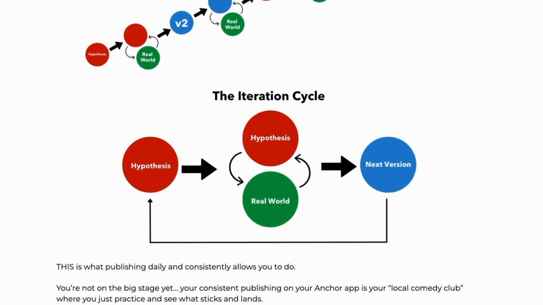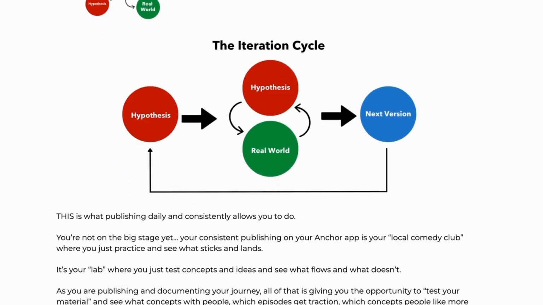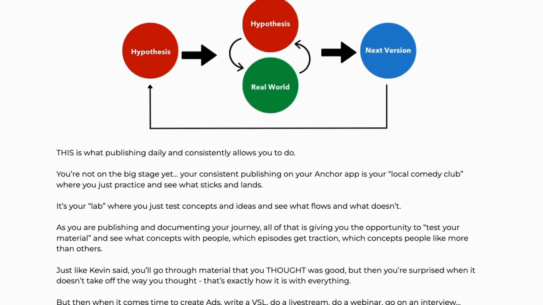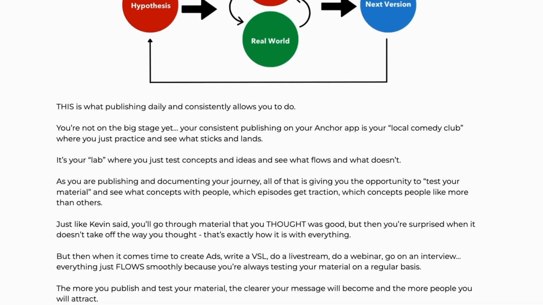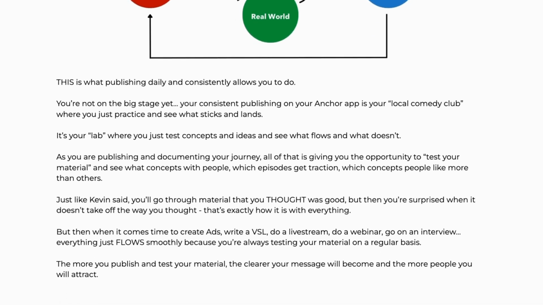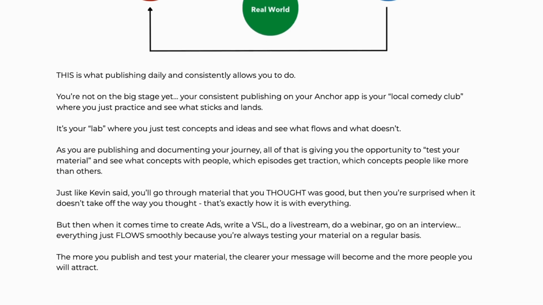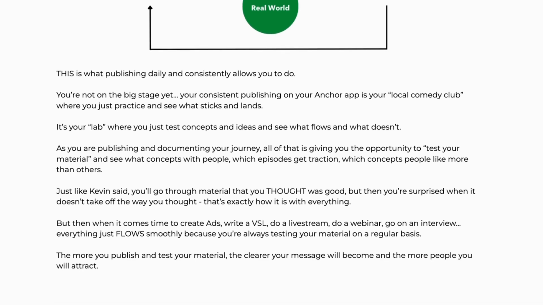And this is what publishing consistently on a regular basis allows you to do. The Anchor app is like your local comedy club where you're practicing, listening to how things sound, seeing how it resonates, and finding your voice. It's like your lab where you're testing concepts and ideas and seeing what flows. Then as your episodes start to get traction, you can see, hey, this really resonated with the audience, and this didn't. You can see what is actually sticking out, and then you know what the market likes and what the market doesn't like.